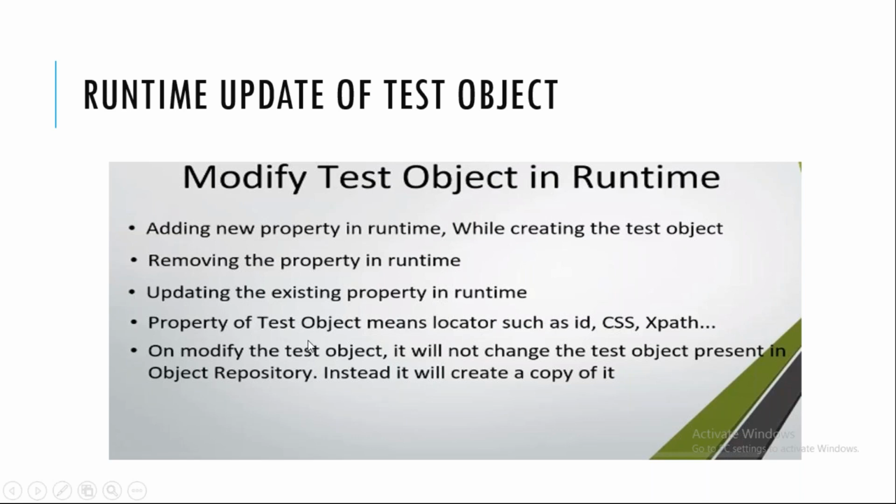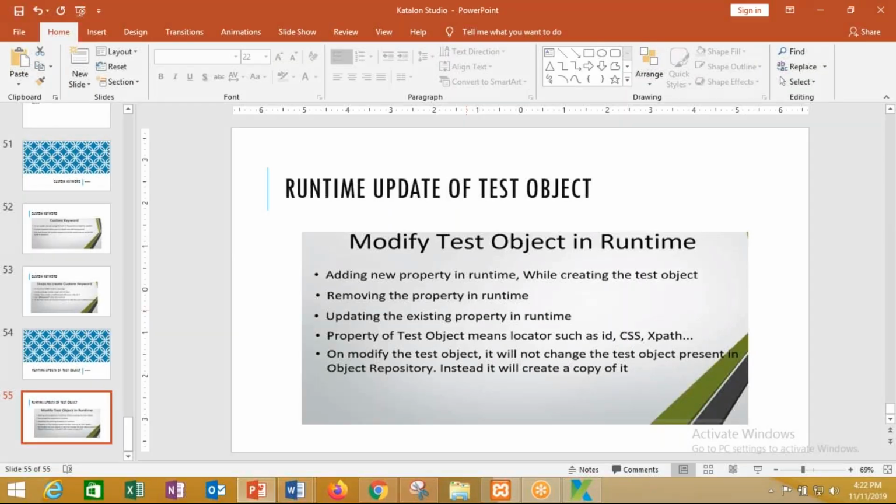Properties of the test object, as I've told you, are ID, CSS class, XPath. All those things are considered properties. Modifying the test object will not change the test object present in the object repository. Instead, it is going to create a copy of that particular object. We'll see that. In fact, I've created the script.